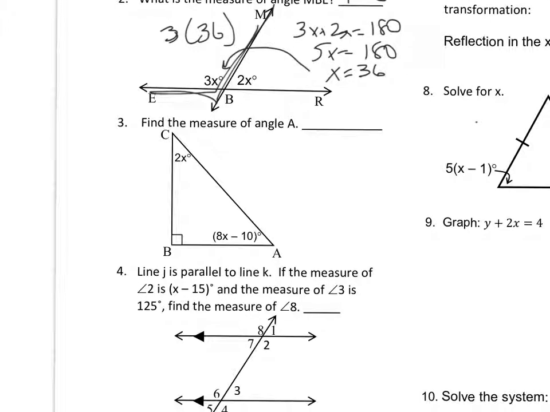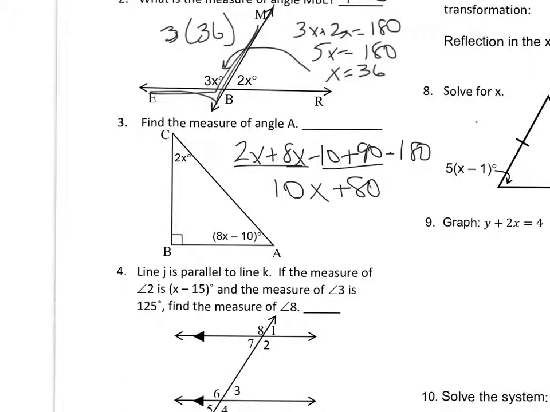Okay, next one, find the measure of angle A. Well, look, it's a triangle, so that means that all three angles have to add up to 180, so I get 2x plus 8x minus 10 plus 90 equals 180. Don't forget about that 90-degree angle. Combine your like terms, so I get right here, which is 10x. Negative 10 plus 90 is positive 80. Subtract 80 from both sides and I get 100. So 10x equals 100. Divide both sides, I get x equals 10.